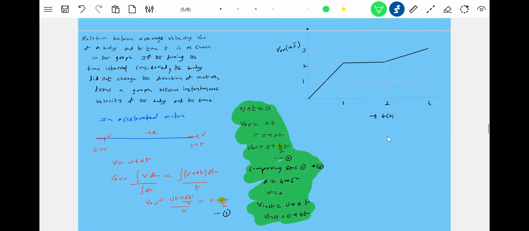Let's analyze the motion next, for 1 to 2 seconds. For 1 to 2 seconds, average velocity is constant. So then what should the instantaneous velocity be? It should remain constant as the body moves with a constant speed. Sorry, if a body moves with a uniform velocity, then average velocity and instantaneous velocity will be the same. So next, for the interval, average velocity is 2 meters per second. So therefore the instantaneous velocity also should be 2 meters per second.